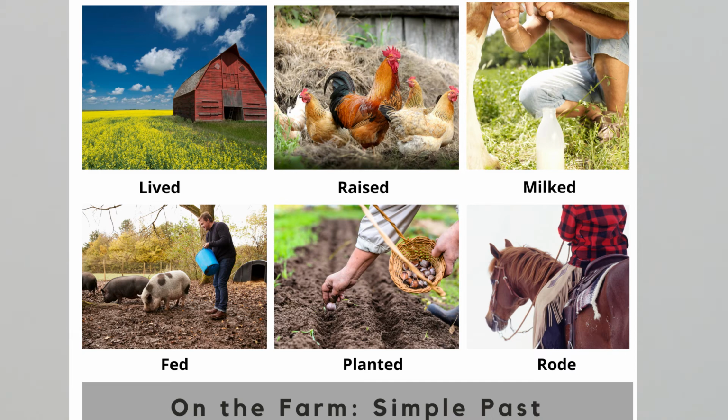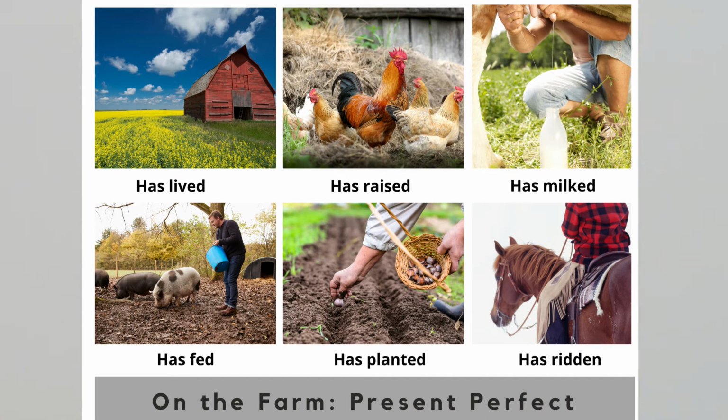Now, let's talk about what Jim did in the present perfect. Jim has lived on the farm. He has raised chickens. He has milked the cow and has fed the pigs. He has planted seeds and he has ridden his horse. That's the story about Jim on the farm in 4 different ways.